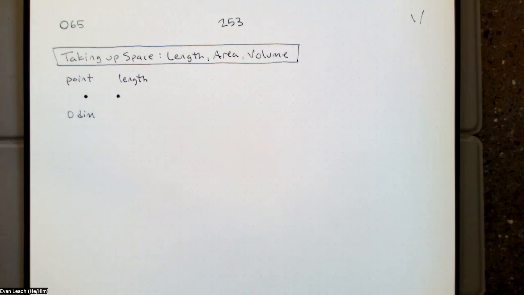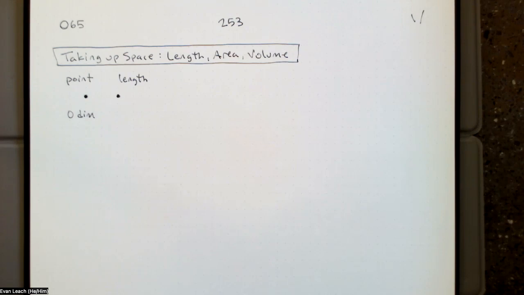This is going to be moving forward once we get past some derivative stuff and start working in some integral stuff. This is where things are headed. So length, area, and volume are all words that we use to describe things that take up space. One-dimensional space, two-dimensional space, and three-dimensional space. We could keep going, but these are the three that we work with the most.